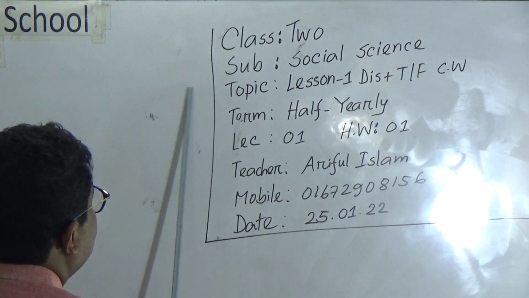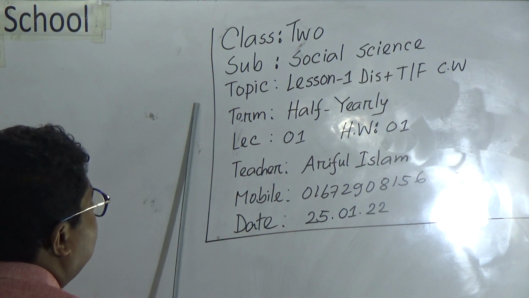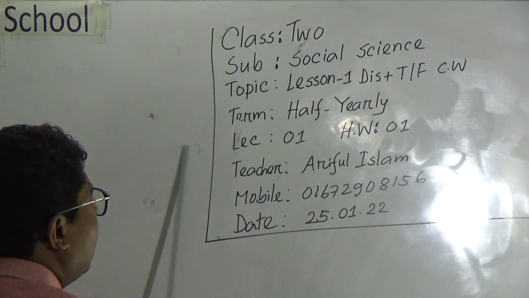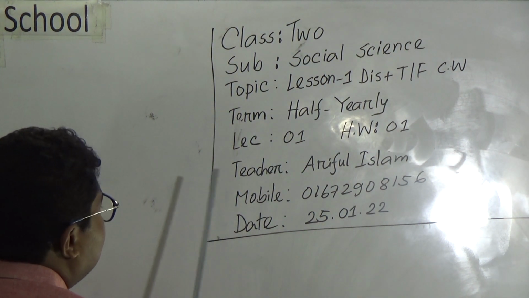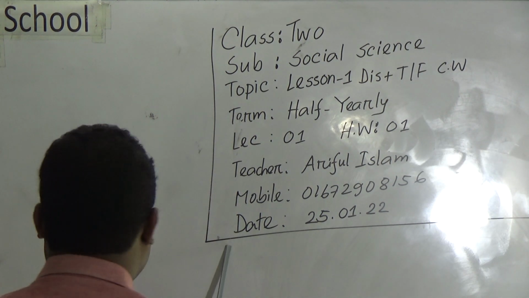Class 2, subject social science, topic lesson 1 discussion plus true false CW, term half yearly, lecture 1, SW will be 1, teacher Ariful Islam. This is my mobile number and today's date.